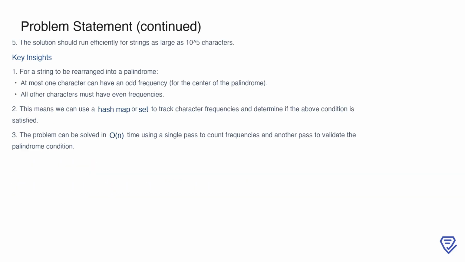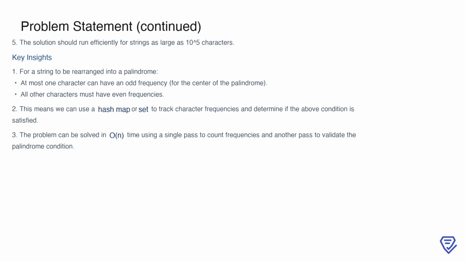To solve the problem efficiently, we need to consider a key insight about palindromes. For a string to be rearranged into a palindrome, at most one character can have an odd frequency, which would occupy the center of the palindrome. All other characters must have even frequencies to ensure symmetry.